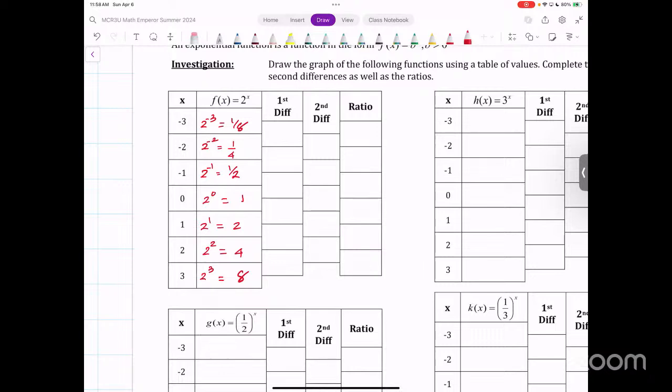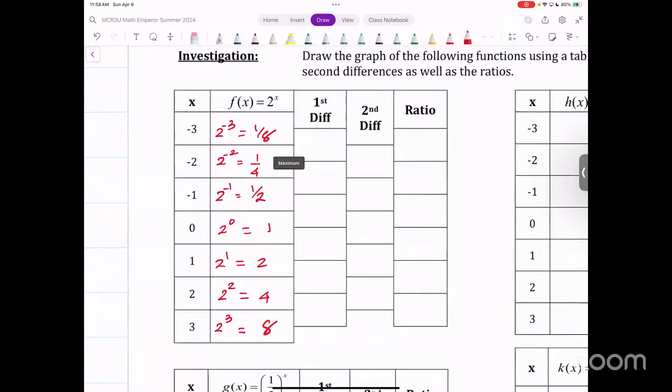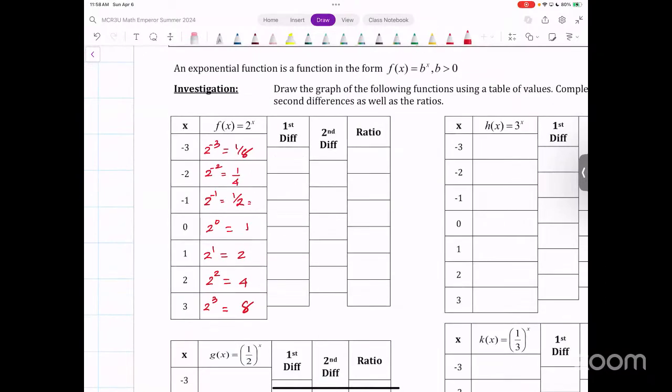To do the first difference, we're going to first calculate these numbers. This is 0.5. This is 0.25. This is 0.125. I know you're experts in first and second difference. I'm not really worried about it, because it is not going to be equal. But let's find a ratio. How do you find a ratio? We're going to find 1/4 divided by 1/8.